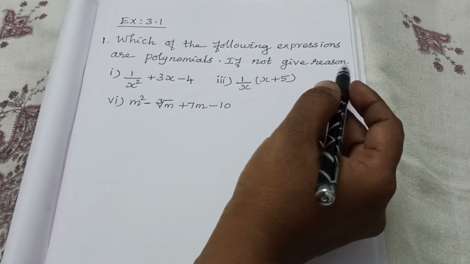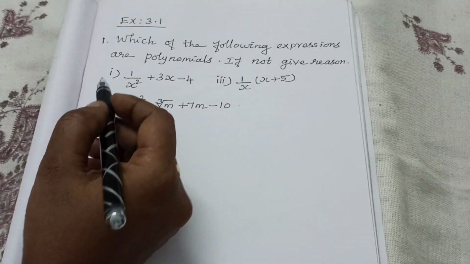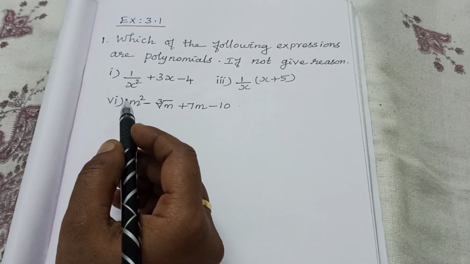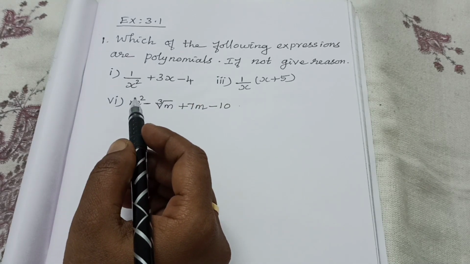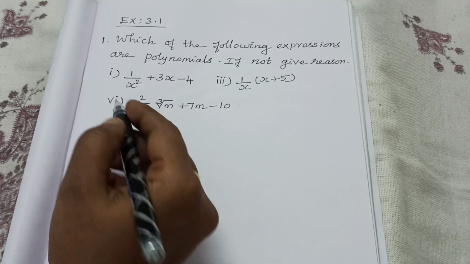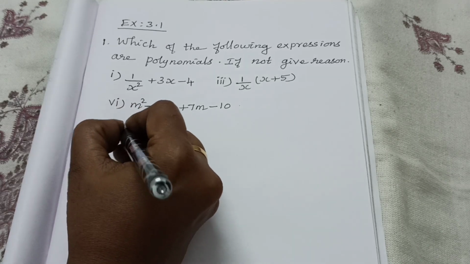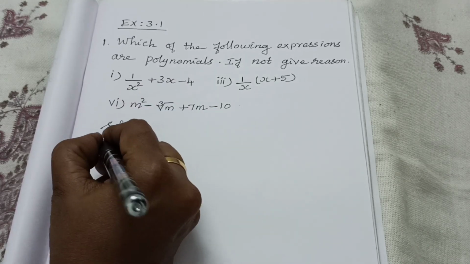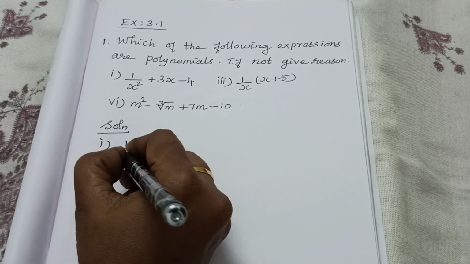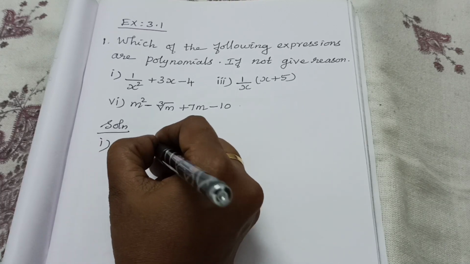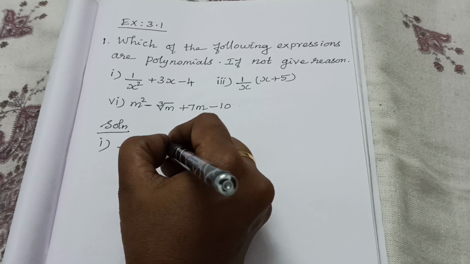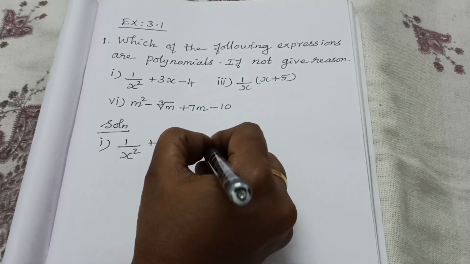If not, give reason. Okay, then 3 questions I wrote here. Reminding you, do the homework. Okay, solution. First one, 1 by x square plus 3x minus 4.